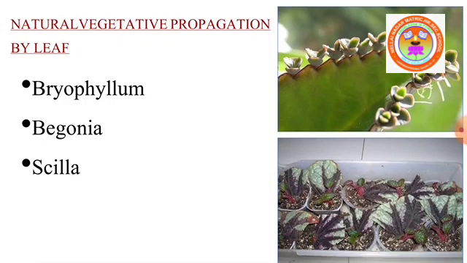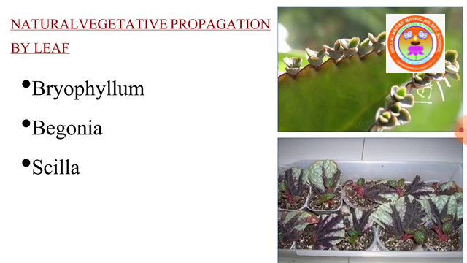Scilla, the bulbils. It is a bulbous plant, grows in sandy soil. Foliage leaves are long and narrow, and epiphyllous buds which develop at the tips grow into new independent plants in the soil. So these are a few examples of plants which reproduce through natural methods. That means stem, root, and leaf.